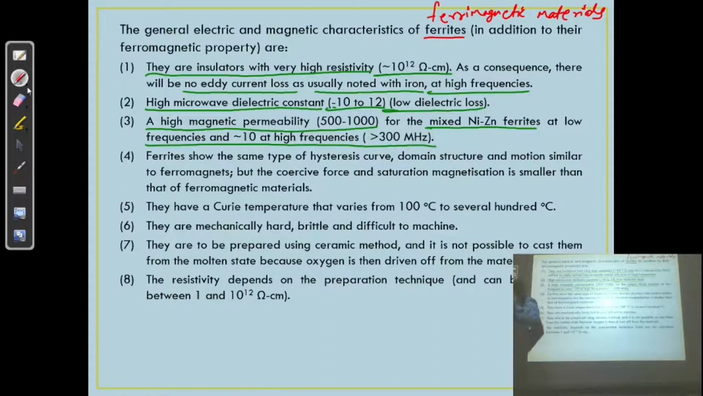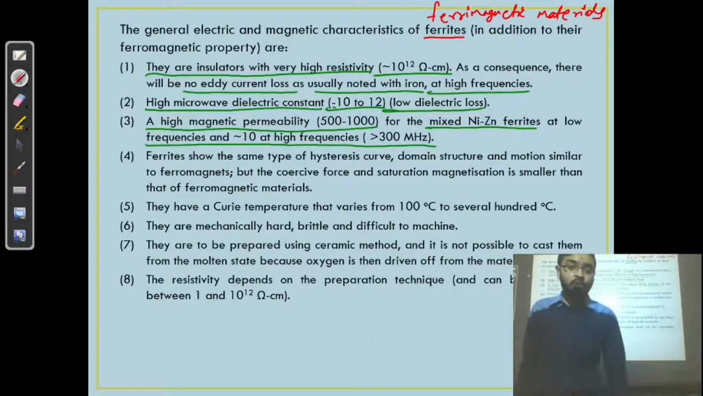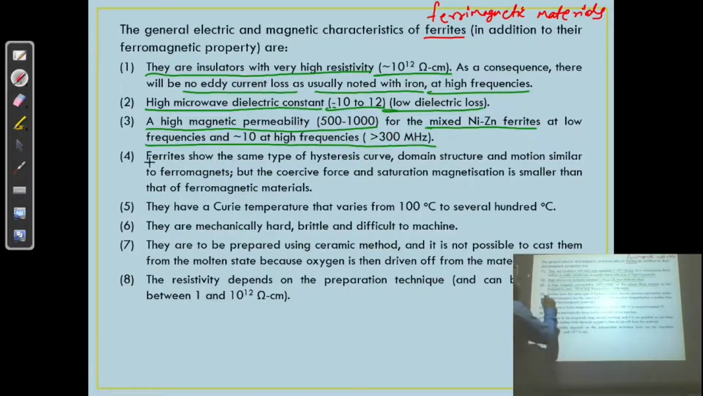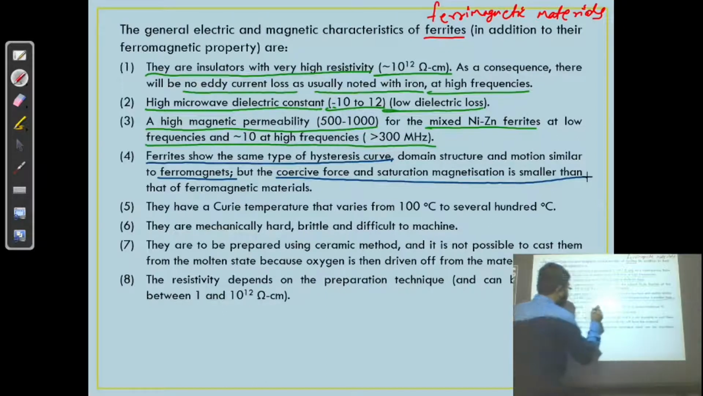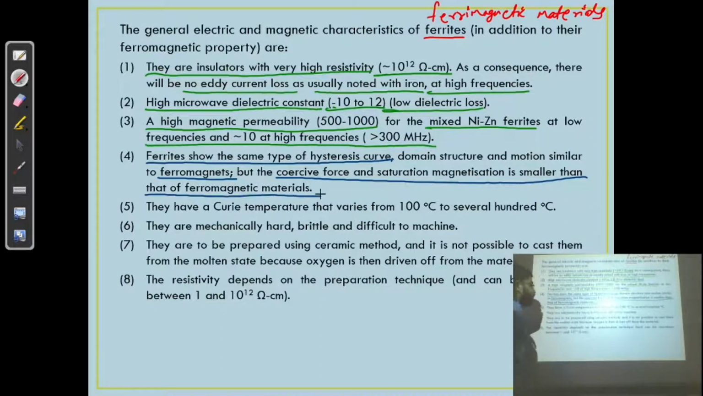Now, moving ahead, the fourth property is that ferrites show the same type of hysteresis curve as that of ferromagnetic materials. But the coercive force, the force required to bring the induced saturation magnetization to zero, is smaller than that of ferromagnetic material. That is nothing but the coercive force is small, right?